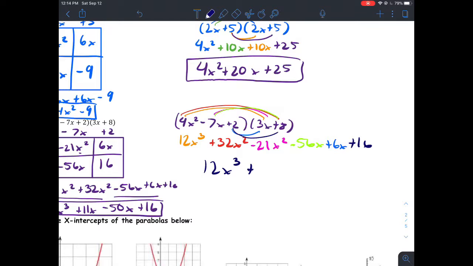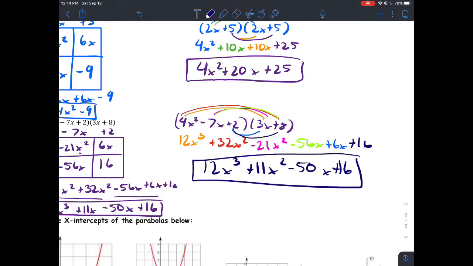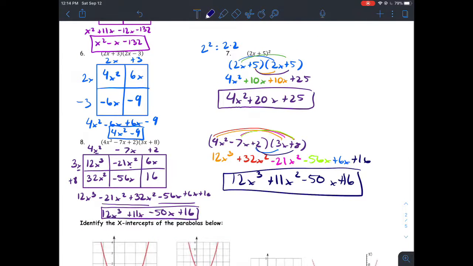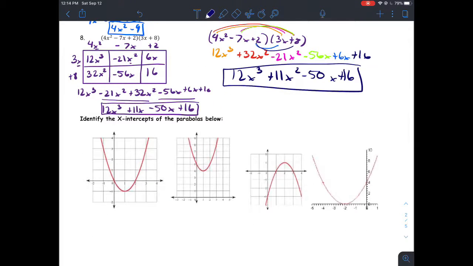All right, and then again, you just combine like terms. And that is another way to do that same problem if you don't like drawing the boxes. Whatever works for you, do it.